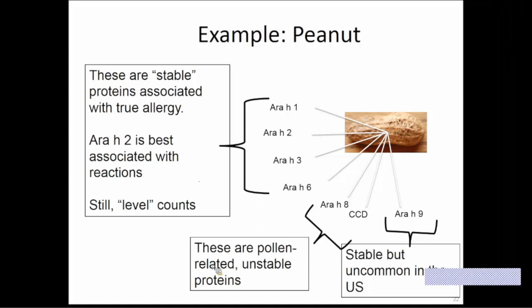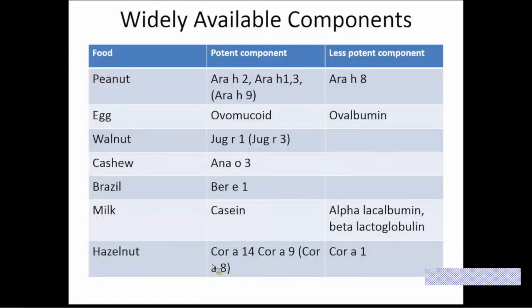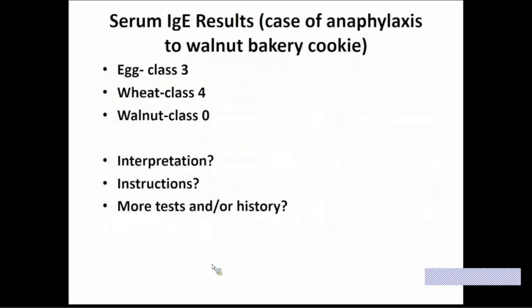So the tests now are starting to tease out the proteins. And this is just a list of some of the available ones where we can look at the robustness of the response against the more troublemaker proteins versus the ones that are more innocent, and come to a better diagnosis. So let's get back to that cookie incident.